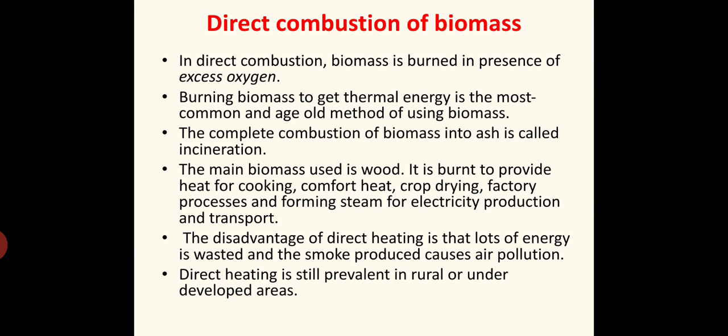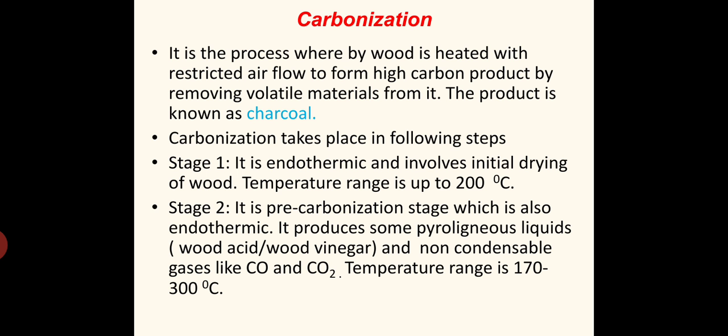If you go for those incinerators for producing heat, then we can somehow eliminate the energy loss from these processes, or we can get higher energy from direct combustion also. The main biomass used is wood. It is burned to provide heat for cooking, comfort heat, crop drying, factory processes, and forming steam for electricity production and transport. The disadvantage of direct heating is that lots of energy is wasted and the smoke produced causes air pollution. That is the main disadvantage. Direct heating is still prevalent in rural or underdeveloped areas. Common people are mainly depending on that particular method for converting biomass into energy.